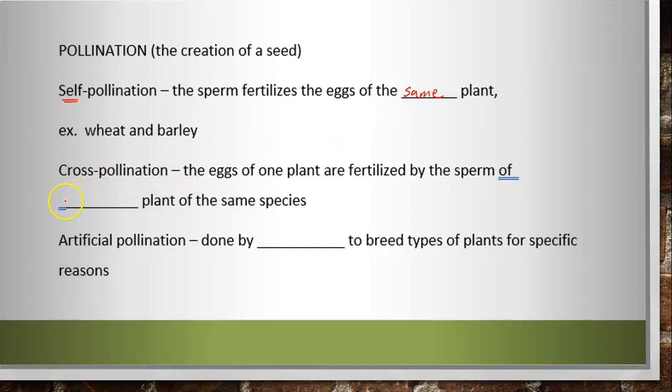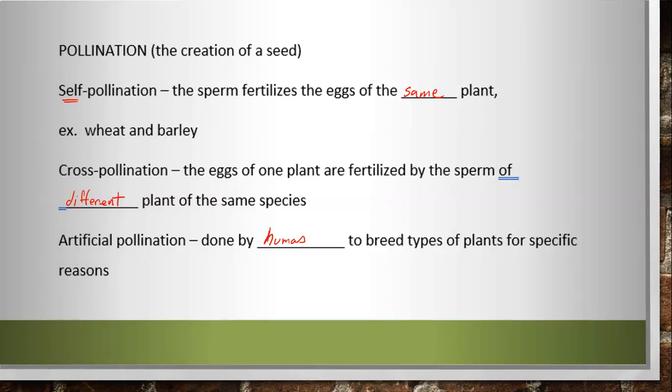Where cross-pollination is a different plant. Now, even in cross-pollination, we're usually looking at the same type of plant. Sometimes humans can actually do the cross-pollination in order to get new varieties. And so artificial pollination is cross-pollination done by humans. It also can be done as self-pollination by humans in order to make sure that the pollination happens.